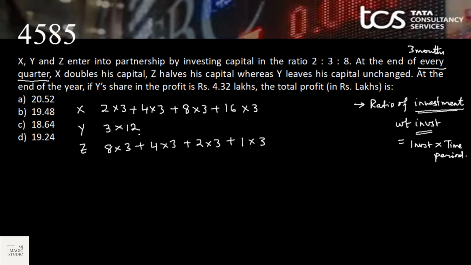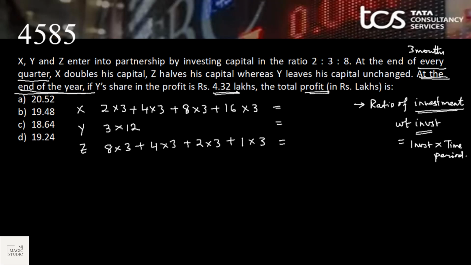Now it is clearly given that we need to calculate at the end of the year. That means whatever I was assuming to be for 1 year was quite fine. Y's share of profit is 4.32 lakhs. Then what is the total profit in rupees lakh? Then let us find their weighted investment.